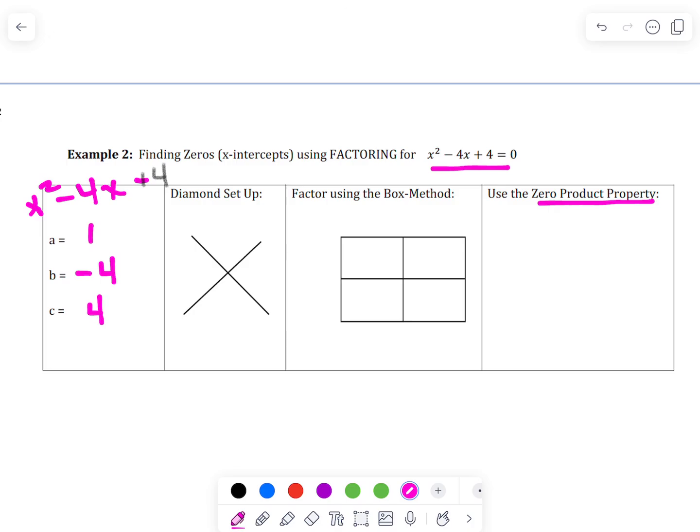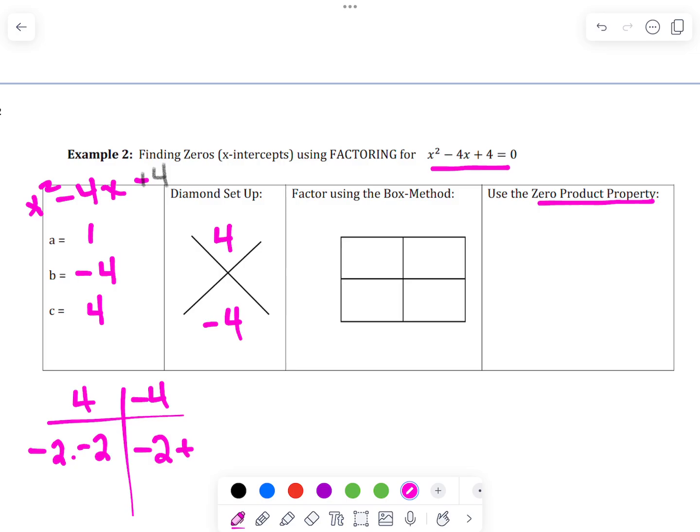Then we set up our diamond. The top of the diamond is our AC. The bottom of our diamond is our B. And then we say, what are the factors of AC? So the factors of 4 that add to -4. Those numbers are -2 times -2. When I add them together, I get -4. So these will be the sides of my diamond.